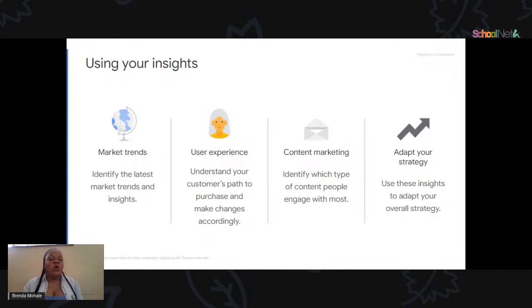Market trend: you identify the latest market trends and insights, and also user experience. So you understand your customers' path, how they are purchasing their products and services, and you can make changes accordingly. And we're going to talk about content marketing. With content marketing, you identify which type of content people engage with most. And the last one is to adapt your strategy, where you use the insight to adapt your overall strategies.